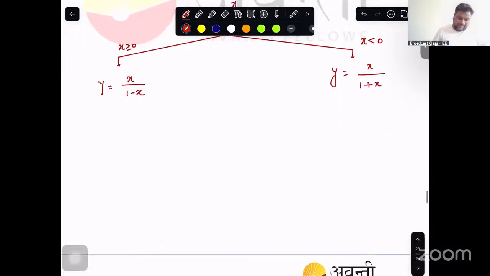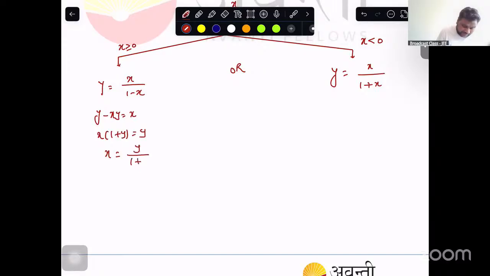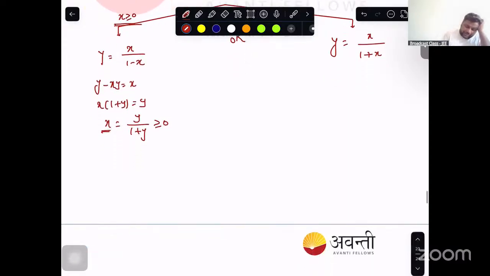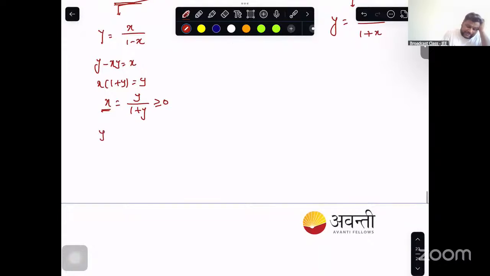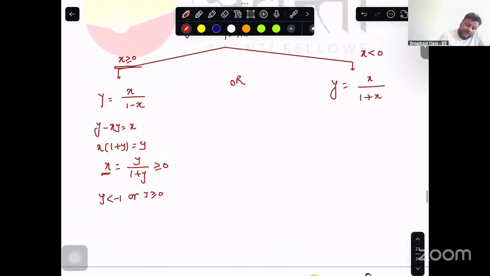Now we will do these two parts separately. Again, in both of them, write x in terms of y. So y minus xy equals to x. So x times 1 plus y is y. So x is y upon 1 plus y. It has to be greater than or equal to 0 because this x is more than or equal to 0. From there you will get y is less than minus 1 or y is more than or equal to 0. Got it? Come to the second part.